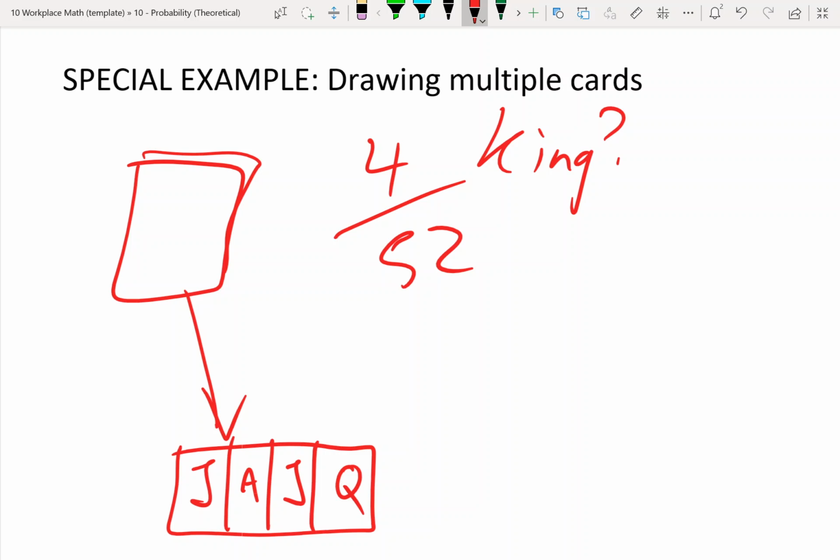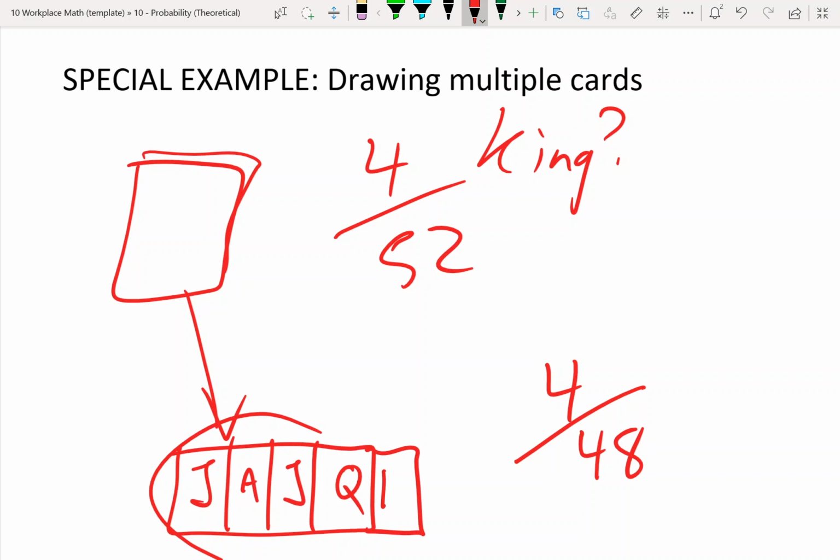Okay, now what's the probability that the next card will be a king? There's still 4 kings in the deck, so it's still 4. But the bottom number, I have 4 cards in my hand. So that means there aren't 52 cards left in the pile, there's actually 48. Okay, and then let's say I drew a king as my next card. What are the odds that the next card will be a king? So now there's only 47 cards left in the deck, but there's actually only 3 kings because I got one of them.